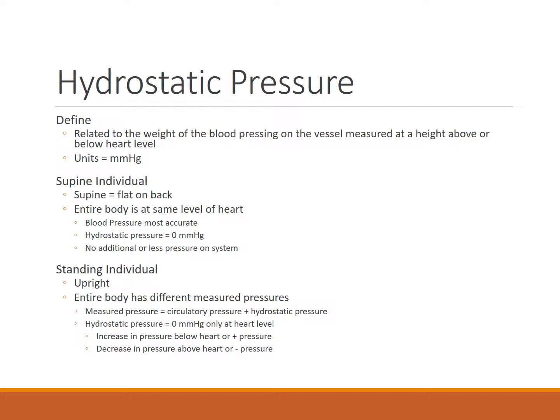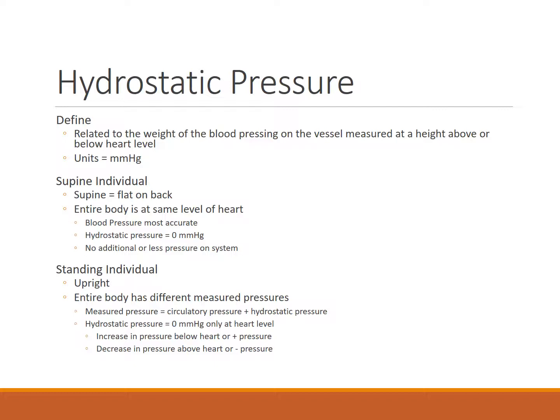When they are measuring your blood pressure at the doctor's office, they are getting your measured pressure, which is going to equal your circulatory pressure plus that hydrostatic pressure. When a patient is laying down, we consider them to be supine, or flat on their back. When the entire body is at the same level of the heart, that hydrostatic pressure ends up being 0 millimeters of mercury, because everything is at the level of the heart.